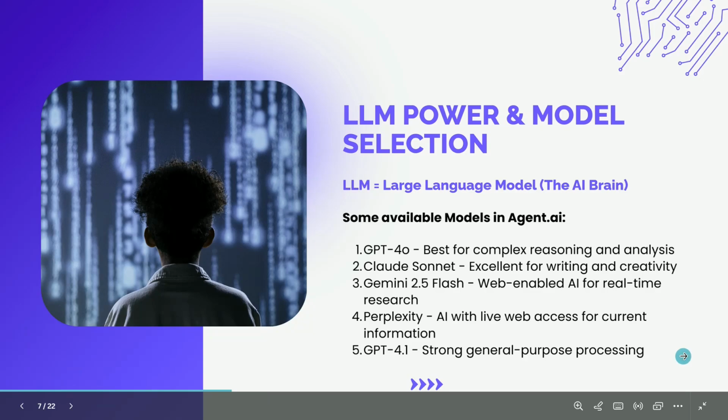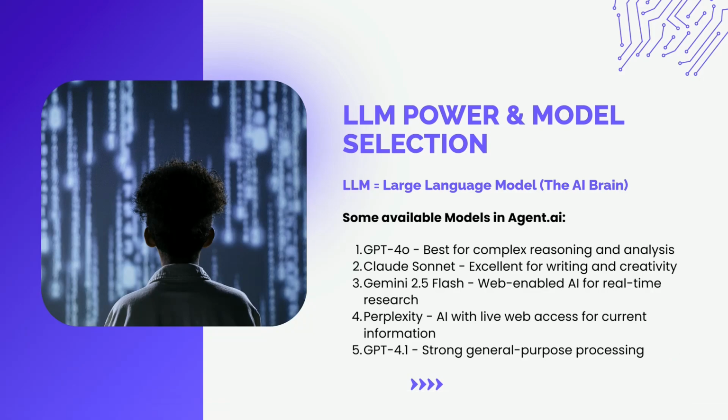Different AI models have different strengths, just like different tools in a workshop. GPT-4o excels at complex reasoning and detailed analysis. Claude Sonnet is exceptional for creative writing and nuanced communication. But here's what's exciting. Gemini 2.5 Flash and Perplexity have web access built in, meaning that they can access real-time information without separate web search steps. GPT-4 provides strong general-purpose processing, while Claude Haiku offers speed and efficiency for simpler tasks. Professional agent builders choose models strategically. Web-enabled models for current information, reasoning models for analysis, creative models for content generation.